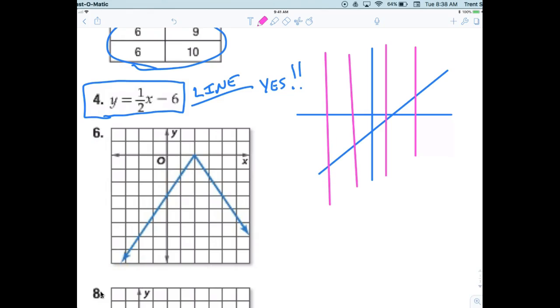How many times do those vertical lines cross the graph? One time. So if it only touches one time, guess what? It's a function. Is everybody with me?